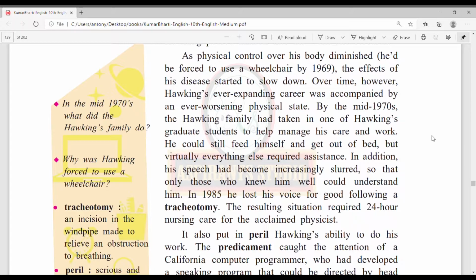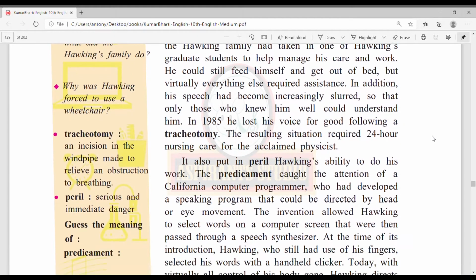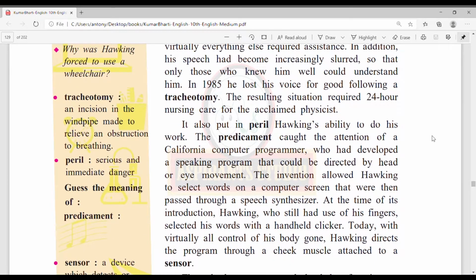By the mid-1970s, the Hawking family had taken in one of Hawking's graduate students to help manage his care and work. He could still feed himself and get out of bed, but virtually everything else required assistance. In addition, his speech had become increasingly slurred, so that only those who knew him well could understand him. In 1985 he lost his voice for good following a tracheotomy. The resulting situation required 24-hour nursing care for the acclaimed physicist.